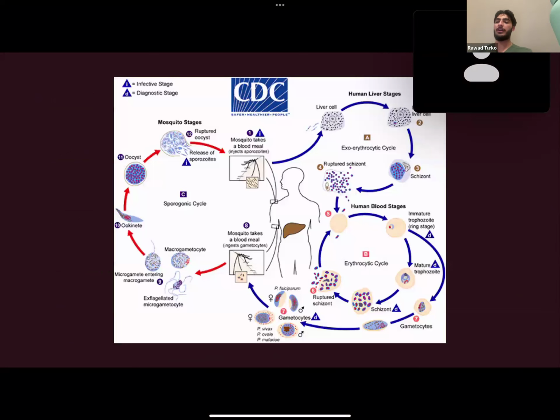So this is what the life cycle would look like. It's a little big, but stay with me, inshallah, it's going to make sense. So first of all, we're going to start from one.